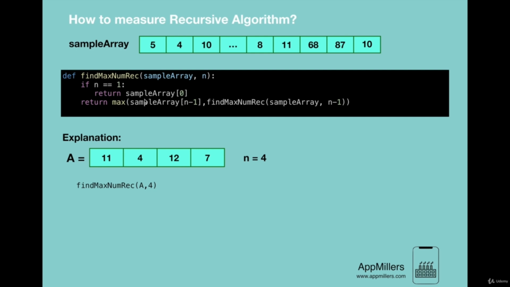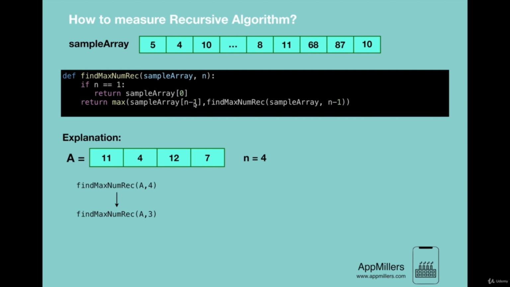Here it will compare the last element in our array, 7, with the value that is returned from the same function with n-1, which is in our case 3. So this means that this function over here calls itself with a different parameter, which is the same array, and n will be 3. In this case, this function also will go over here and check if n is equal to 1. We see that it's not equal to 1, it's 3. Then it will go to this expression.